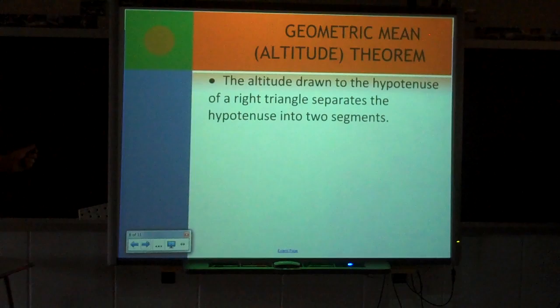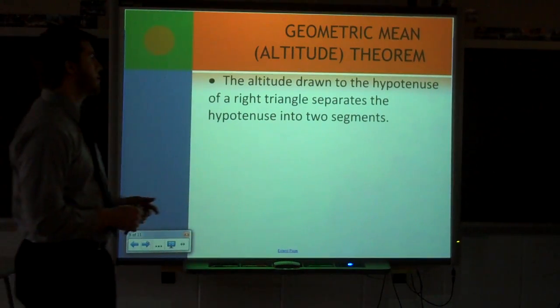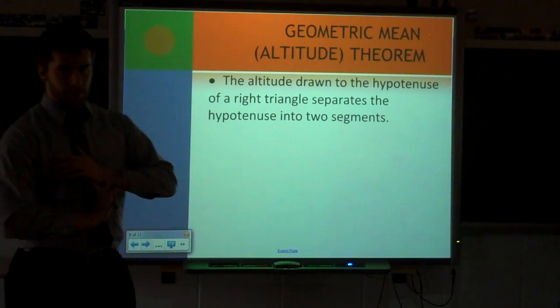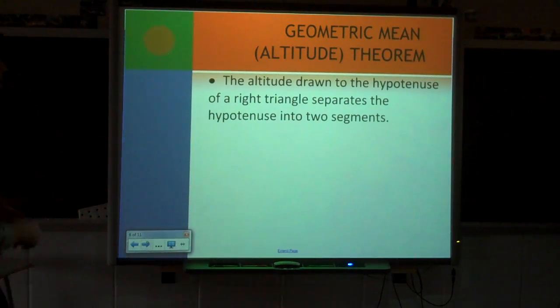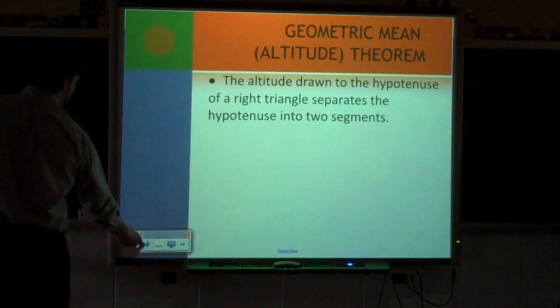Something else we can do with this, the geometric theorem that we're going to have next gives us a way to find some missing measures. The altitude drawn to the hypotenuse of a right triangle separates that hypotenuse into two segments. And that should make sense.